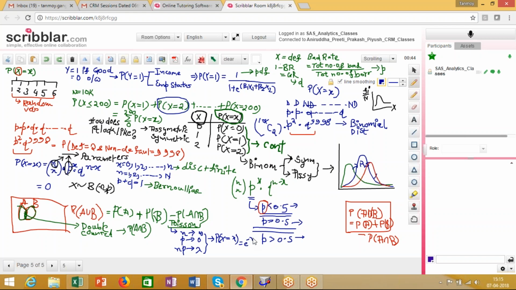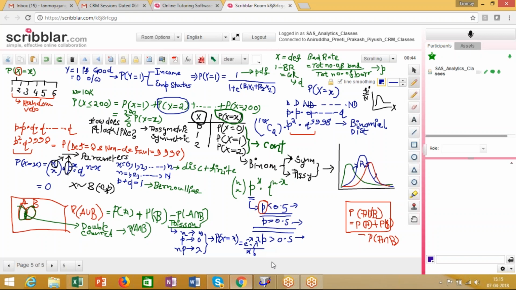e to the power of minus lambda, into lambda to the power of x, by x factorial, right? So this is what the Poisson distribution looks like.